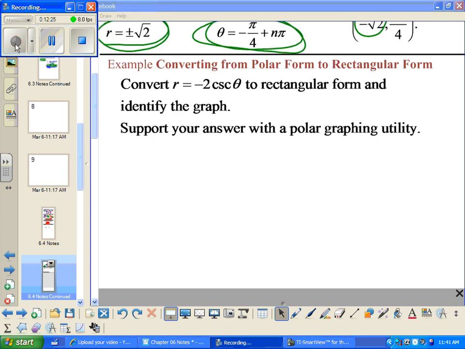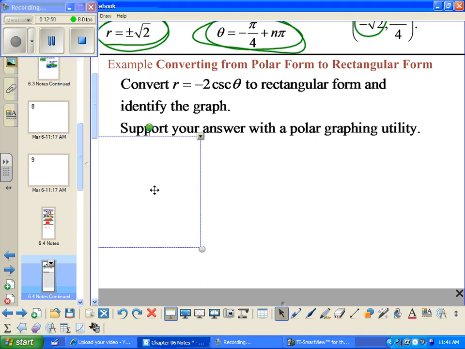Here's another example of converting from polar form to rectangular form. If I'm given r equals -2 cosecant theta, and I need to convert that to rectangular form and identify the graph, I'm going to take that r equals -2 cosecant theta and try to get it to look like one of the conversion equations that I know.